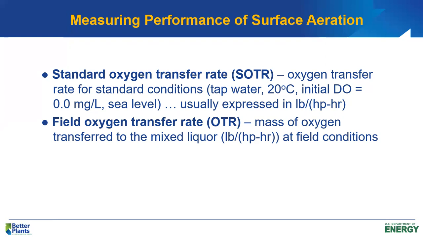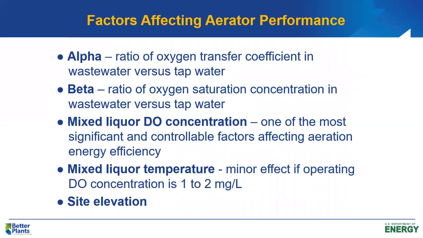The field oxygen transfer rate is what we want to calculate. We have to translate, again, from the standard oxygen transfer rate to the field oxygen transfer rate, because we want to know what that aerator will do at field conditions. And again, for surface aerators, it'll be expressed in pounds per horsepower hour. As we said before, these are the factors that affect the performance of the aeration equipment. So I'm showing those again: alpha, beta, mixed liquor DO, mixed liquor temperature, and site elevation.